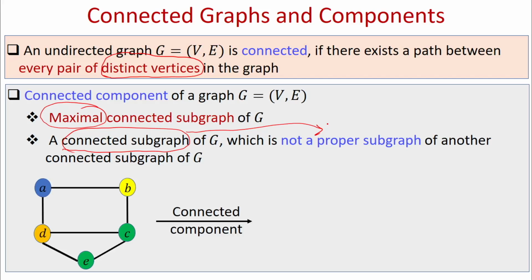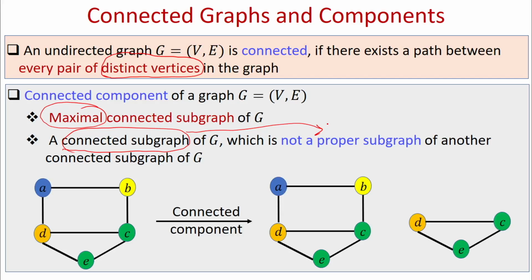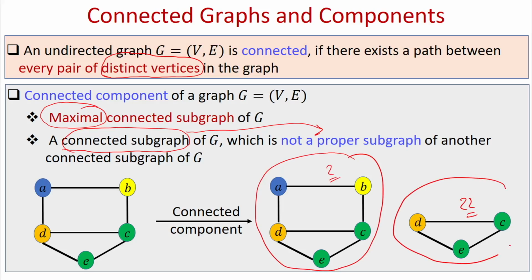Imagine I take this graph. Can I call this the connected component, and can I call this graph the connected component? If I take this triangle involving D, C, and E, it is not a connected component, because even though it is a connected subgraph of your graph G, it is a proper subgraph of this connected subgraph of G. That's why this is not maximal connected.